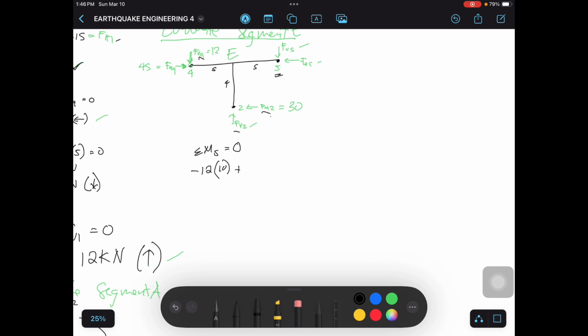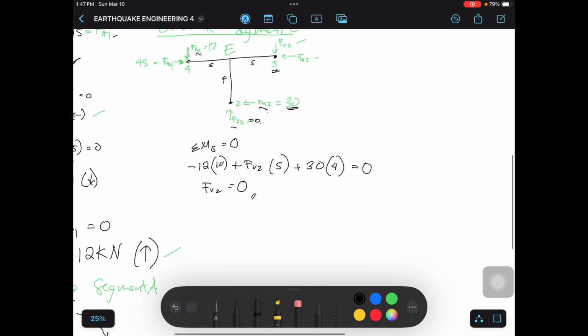Ano pa? Clockwise si FV2. FV2 is missing pa, times 5. And then, clockwise din si FH2 na 30, times 4, equals 0. FV2, kung i-compute ninyo, is equal to 0. So, nakuha na natin to.